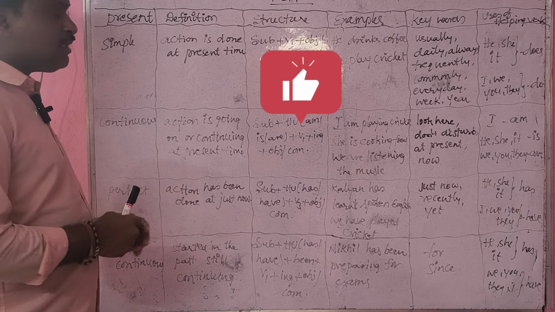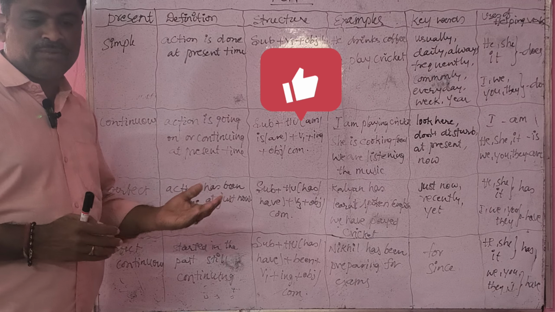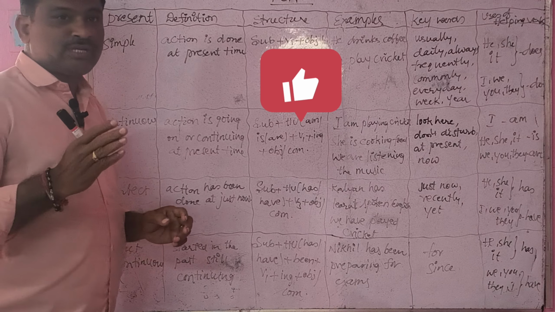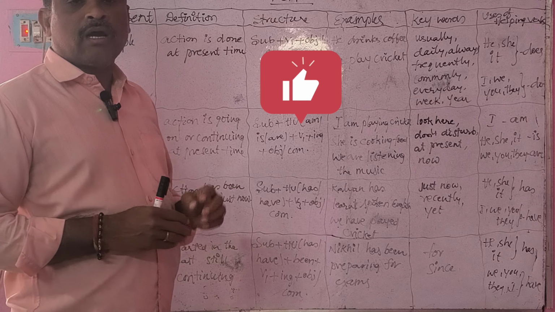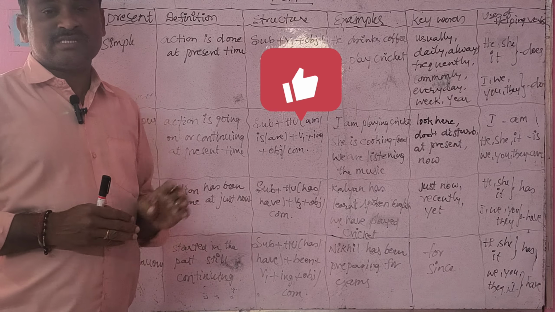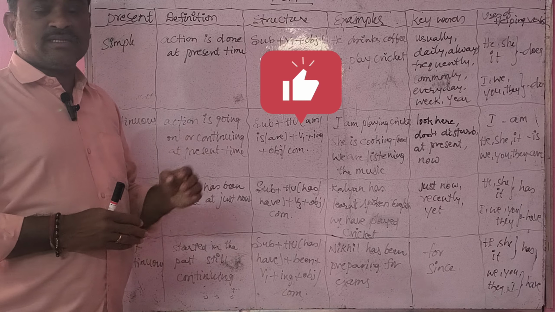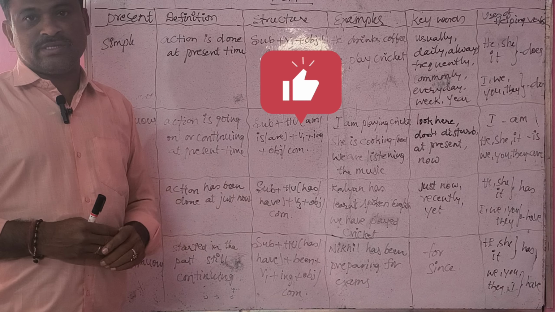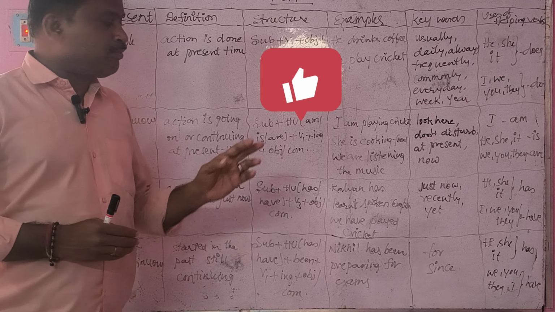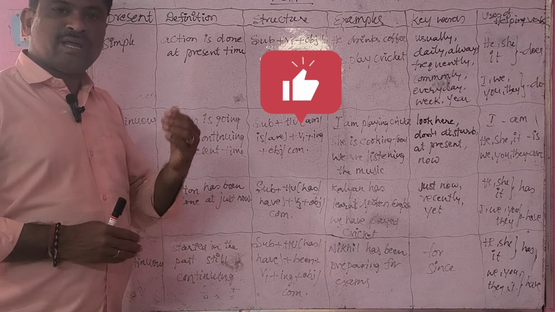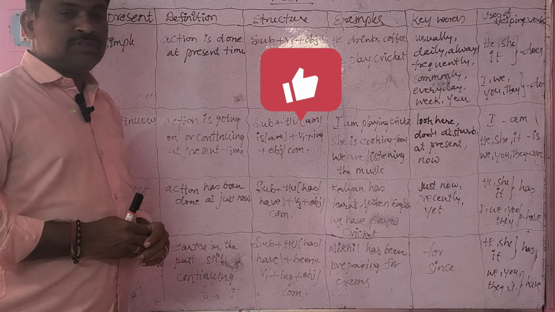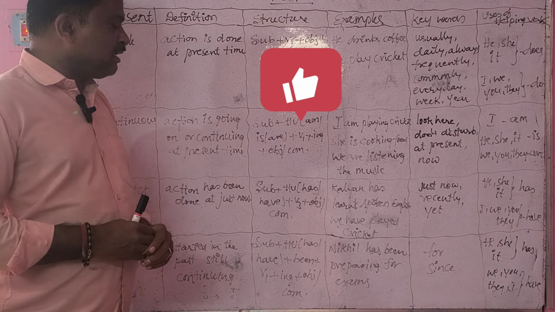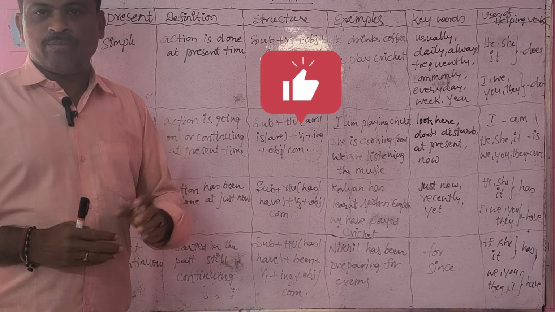Suppose you take the present continuous tense, what is the definition of the present continuous tense here? The verb shows an action that is going on or continuing at the present time. That's a simple definition. And if you observe the structure of the present continuous tense: subject plus helping verb, here HV means helping verb or auxiliary also, use am, is, or are, plus V1 plus ing plus object or complement.